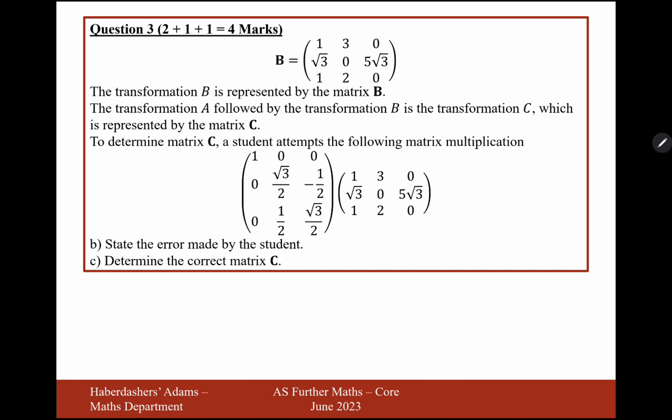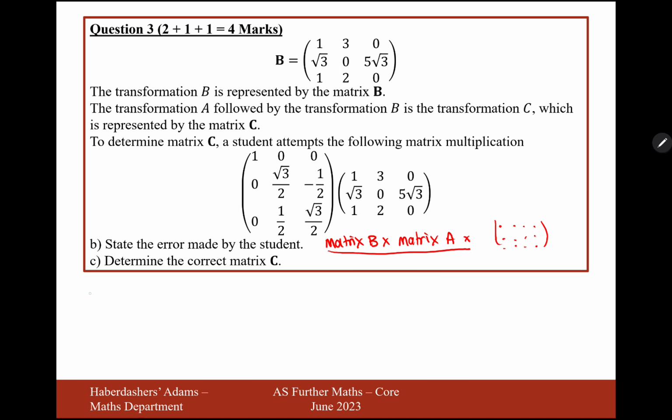The error the student has made is that they've multiplied the matrices in the wrong order. If you want to do transformation A followed by transformation B, you should multiply matrix B by matrix A, because then whatever coordinate matrix you're going to use, your transformation matrix A is closer to it, and i.e. will be performed first. So you've got to do matrix B multiplied by matrix A.